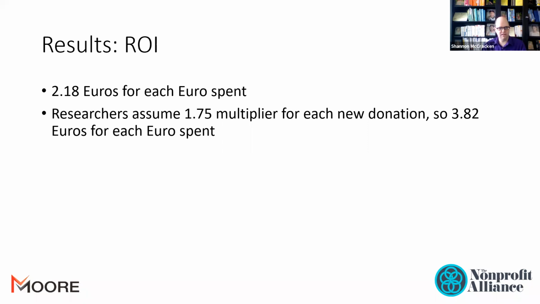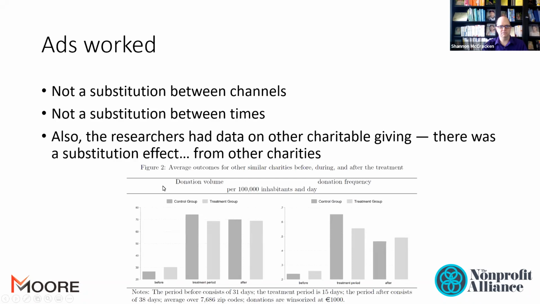They looked at retention rates over time, and most of these were new donors. And so they assumed this multiplier and they said, well, the ROI over the long term is about 3.8 euros for every euro spent. So made money. That's the critical thing. There wasn't any substitution between channels. There wasn't any substitution between times because they could look at things after.